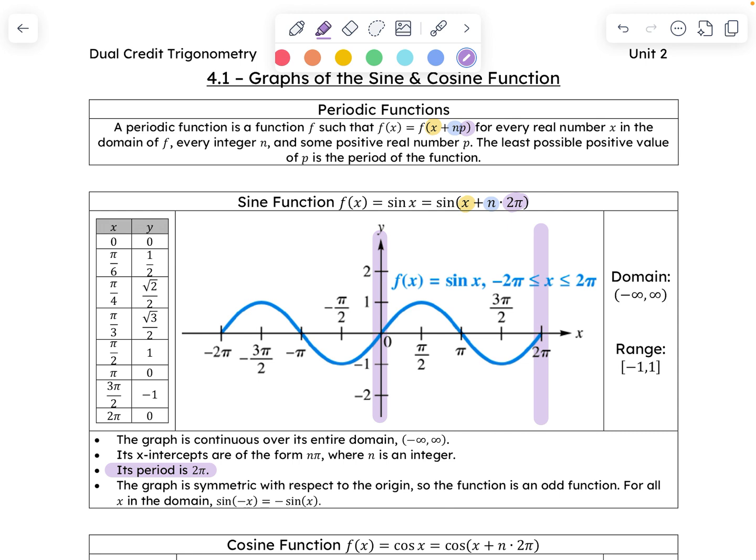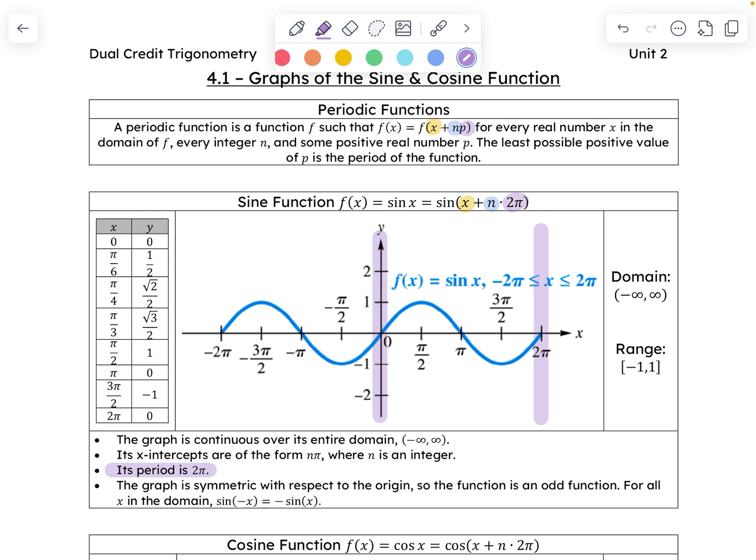So I've got a table over here so you can see what some of those points are. We're taking all of those points from our unit circle and we're putting them here on a graph. So instead of it making a circle in the xy coordinate plane, now all of the x values go across and the y values go up and down.